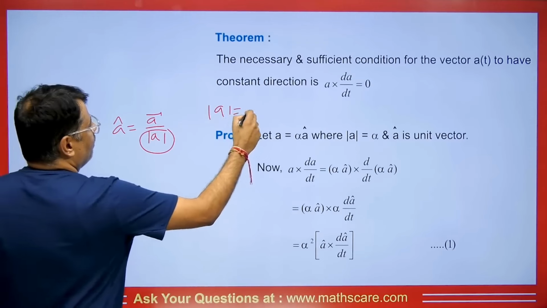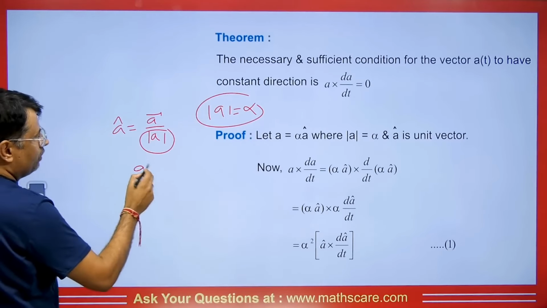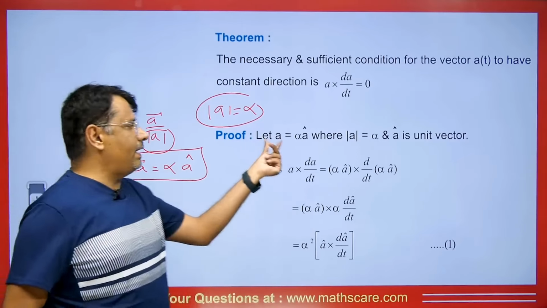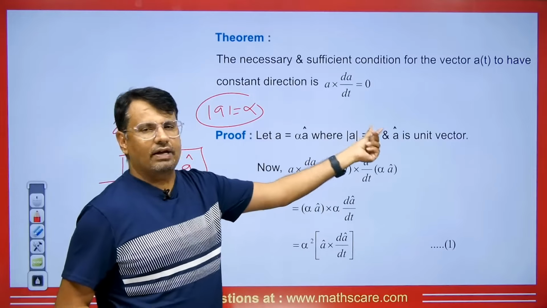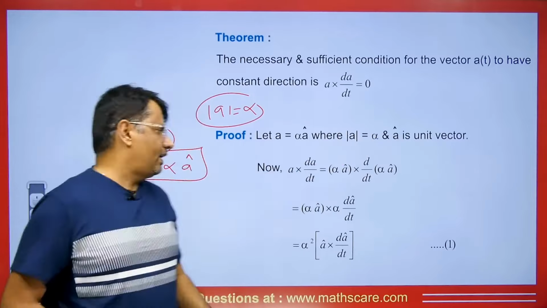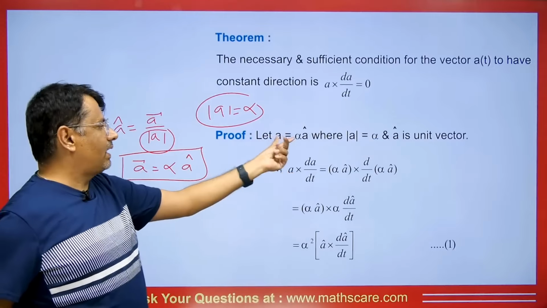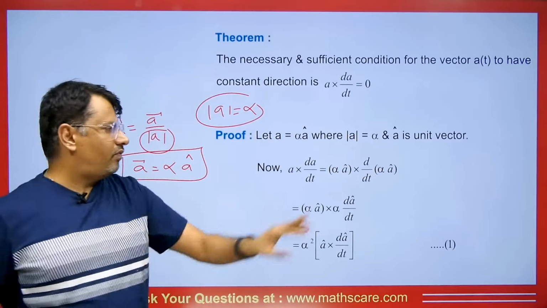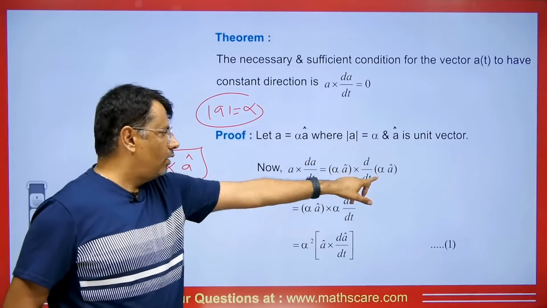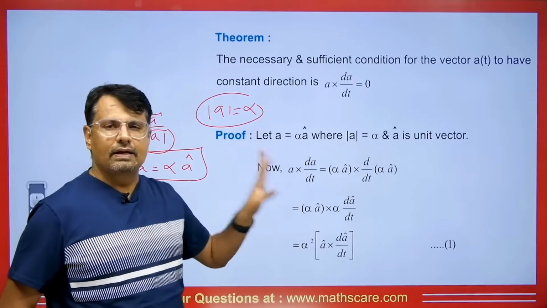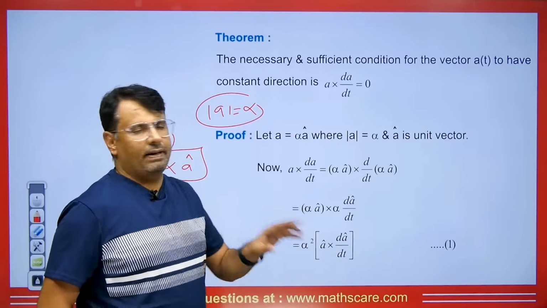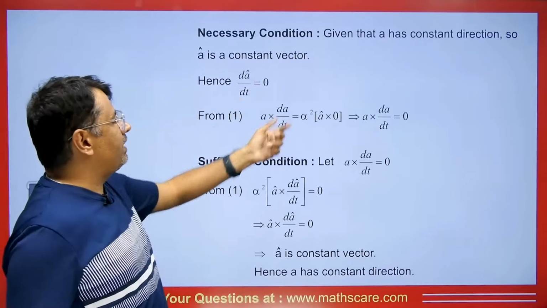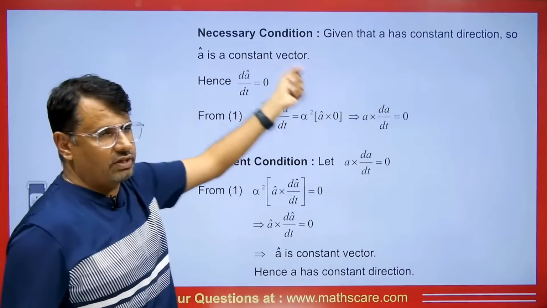Let's say I take its value as alpha here. What will vector A be? It will be alpha A cap, right? So we will write it in this way. I assumed A like this, where mod A will be alpha and A cap will be the unit vector. Now we need to calculate its value, right? We'll put this value instead of A: alpha A cap will be here and here. As alpha is constant, we will take it out from here. dA cap by dt, and this alpha will be alpha square. So we can write it like this: A cap cross dA cap by dt into alpha square. Now moving on, we calculate its value. We'll discuss the necessary condition, where given that A has constant direction, A is a constant vector.